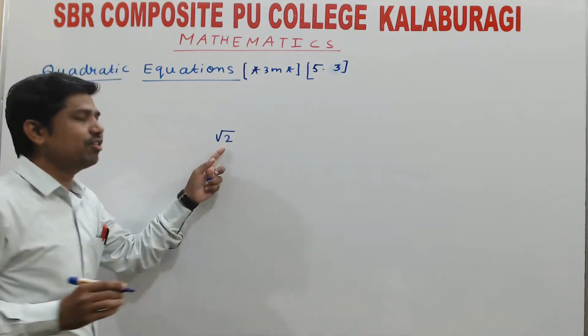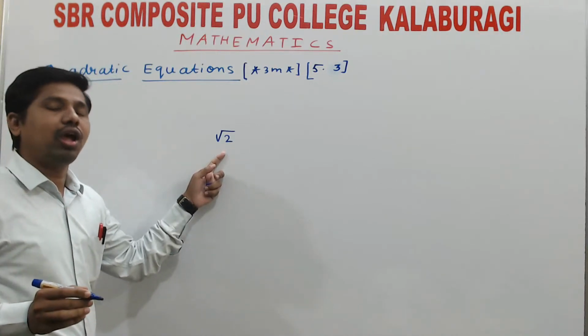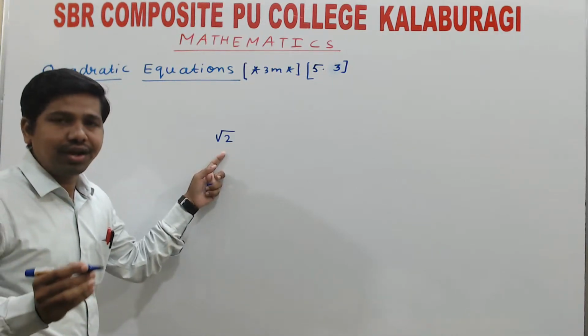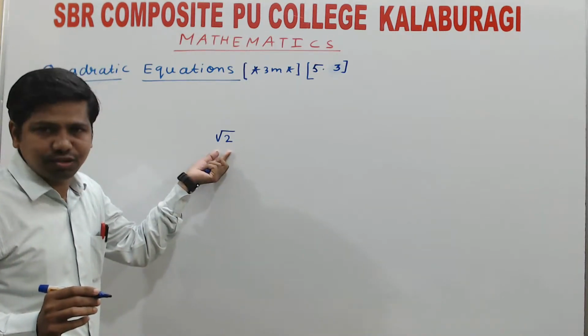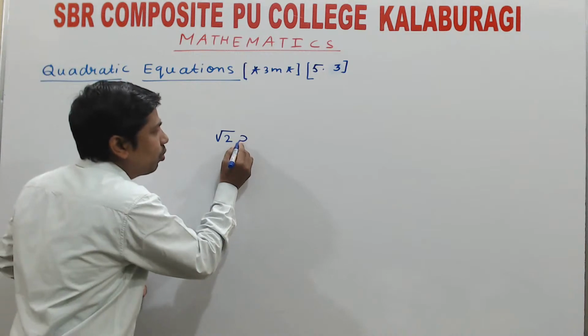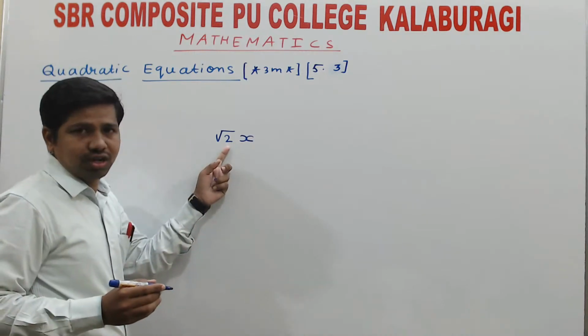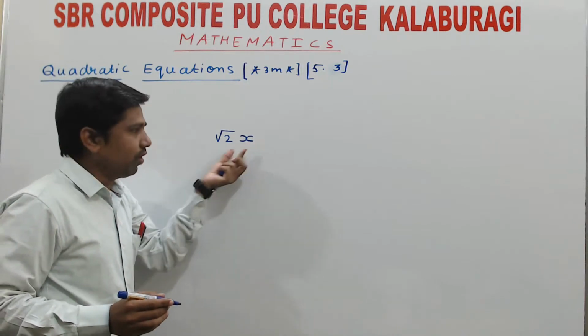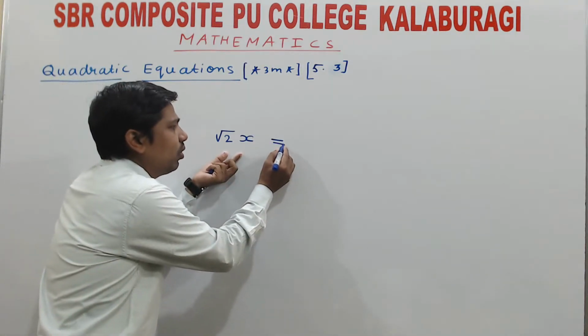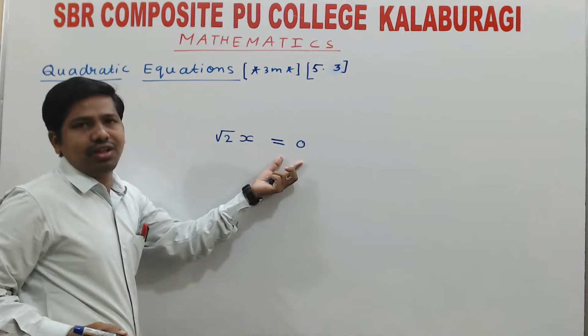Whether I can call this an algebraic expression, it should involve a constant term and a variable and at least one mathematical operation. So this is not an algebraic expression. If I write root 2x, it's a variable and a constant, so this becomes an algebraic expression. Plus 0 you can write. So if an algebraic expression is equal to 0, that is to be an equation.